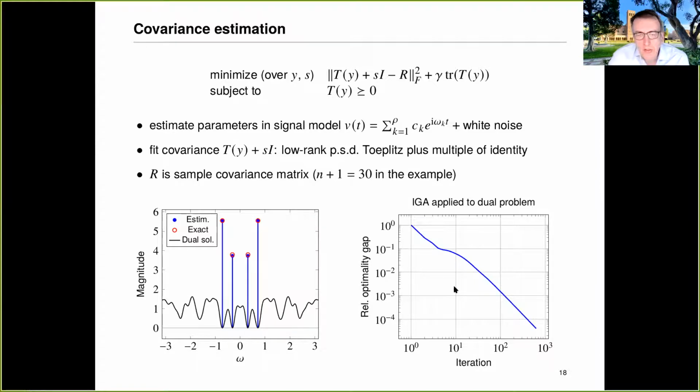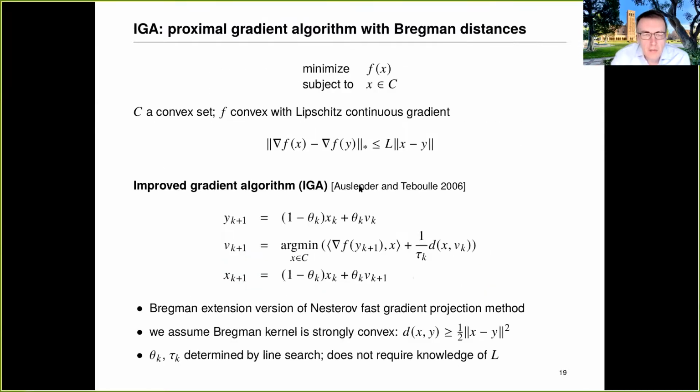This is the convergence iteration, which is actually order 1 over k squared in theory and also here in this example. So this method is actually the IGA method by Auslender and Teboulle from 2006. It's a Bregman extension of one of Nesterov's fast gradient projection methods, where we use the Bregman distance as a proximal operator. Here we use it to solve a problem of this form with a differentiable f and a convex set C.